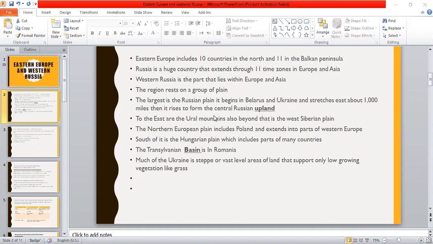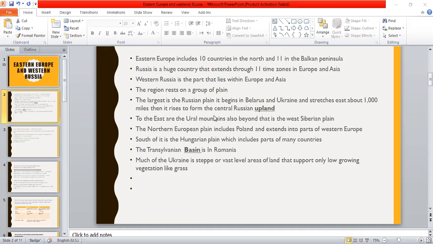What's meant by upland? From the word, you can find out that upland means the high land away from the coast of a country. Although it's a very high land, it's away from the coast. To the east are the Ural Mountains. Also beyond that is the West Siberian Plain.